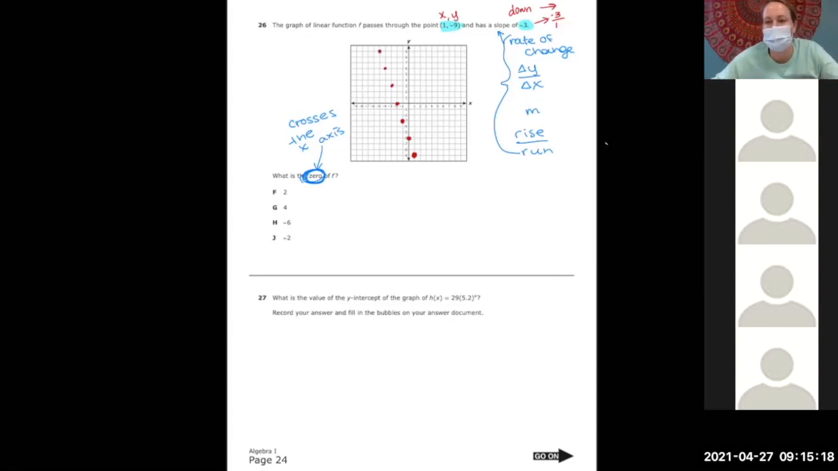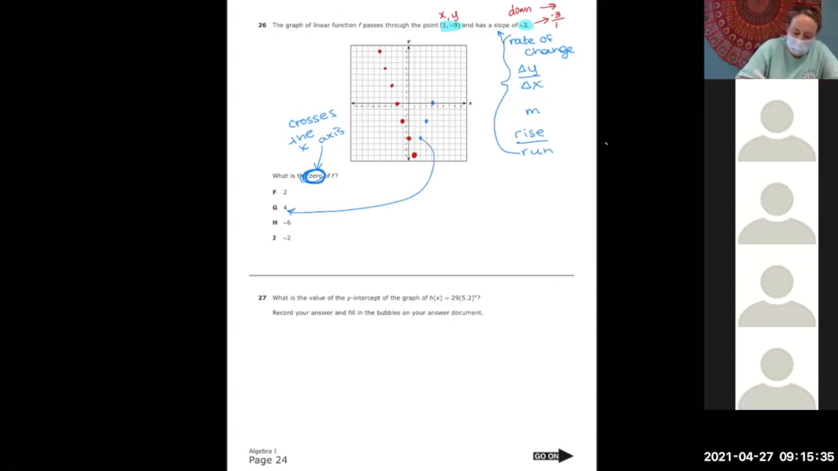Always double check and look at your line. Okay, it's supposed to have a negative slope, so it should be going down from left to right. A lot of people make the mistake of going, okay, 3 over 1, and then they go in this direction because it seems like the only direction that you can go. And that's where they get this wrong answer of 4.